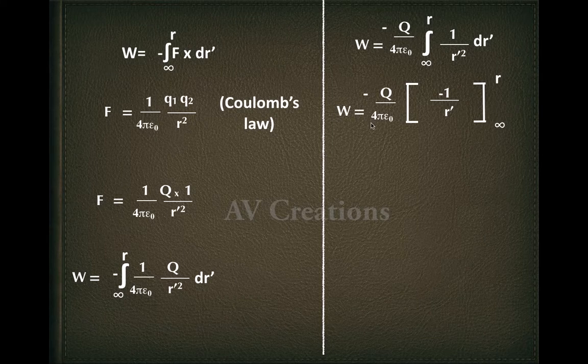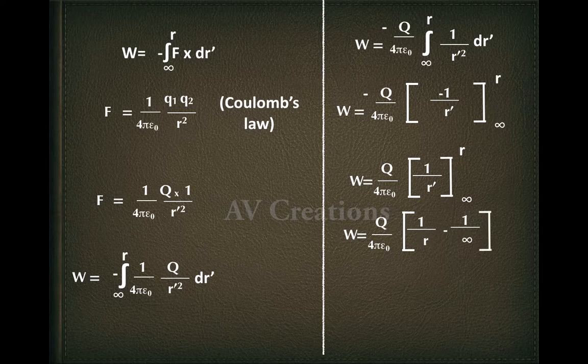So W is equal to minus Q upon 4 pi epsilon 0, and the integral of 1 by R dash square is minus 1 by R dash, evaluated from infinity to R. There are two minus signs, so it will be plus. The equation will be W is equal to Q upon 4 pi epsilon 0 into 1 by R dash from infinity to R, upper limit minus lower limit.